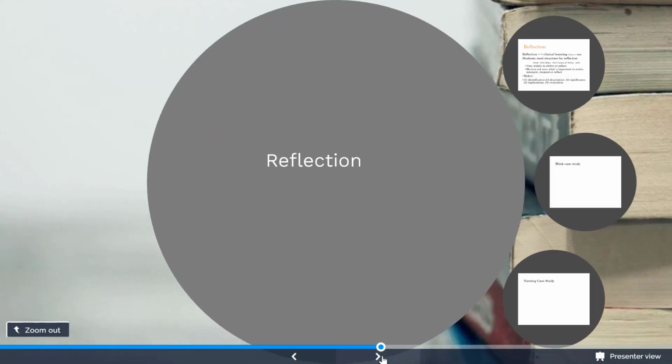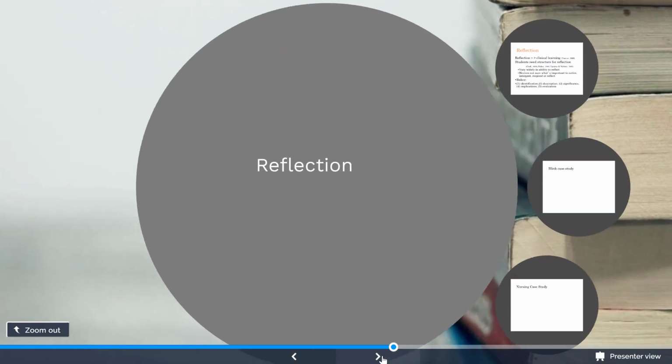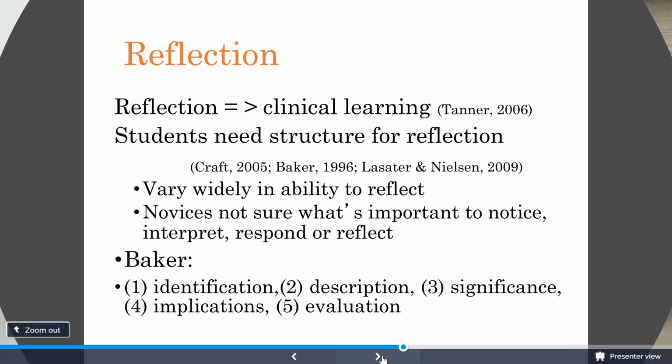And then lastly, reflection. Reflection, reflection, reflection. Reflection is at the core of clinical learning. Students need structure for reflection. There's a couple of citations there. One of my favorites, it's an oldie but goodie, is Baker, 1996. And it's the only nursing article I've ever seen that offers structure for reflection. So I've listed it here for you: identification, description, significance, what are the implications, and how would you evaluate your performance in that situation?